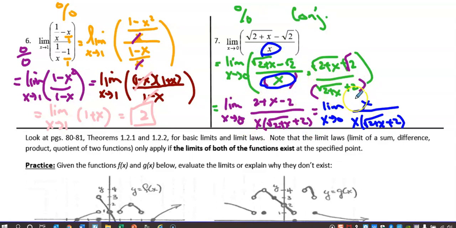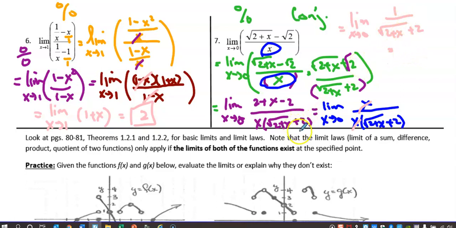So they're going to cancel these little two things out, and we're going to write one more time the limit as x approaches 0 of 1 over the square root of 2 plus x plus 2. And we already know that this cannot be 0 over 0, so all we have to now do is substitution, and we're going to be left with 1 over the square root of 2 plus 2.